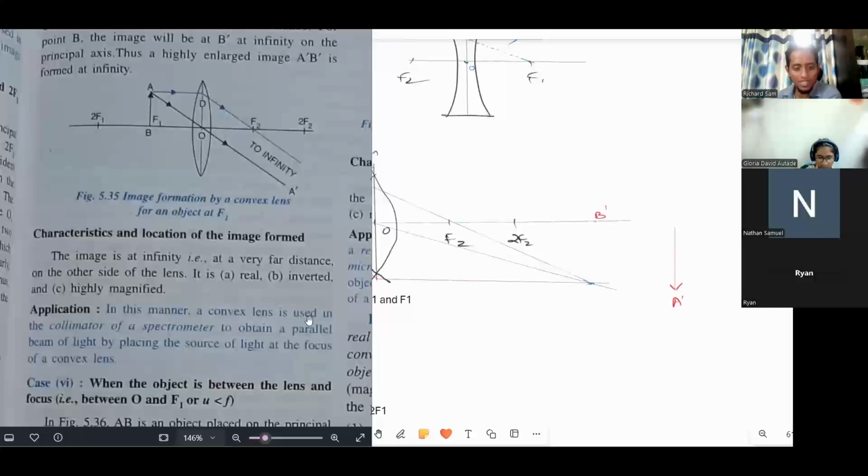In this manner, a convex lens is used in the collimator of a spectrometer to obtain a parallel beam of light by placing the source of light at the focus of a convex lens. Something like a laser. Like if you want to get parallel beams of light, you place the object at that certain point, then the rays that you get will be parallel. In a laser also, the rays have to be parallel to each other. Otherwise, the laser light will go away from each other and it will become dim.